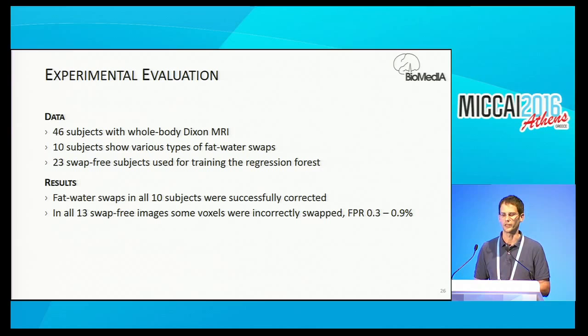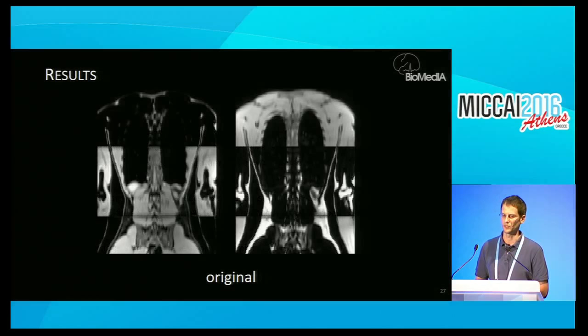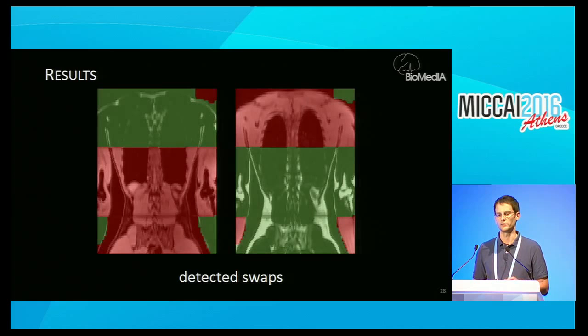Regarding runtimes, the first step of image synthesis for a whole body MRI takes roughly 10 minutes with the regression forests, and the additional multi-resolution graph cut to compute the labeling is done within a few seconds. Here are some visual results. In this image, we have an abdominal MRI where the top station was swapped, but also note that at the lower arms on the left and at the right, there were some swaps present in the images, and our method correctly detected those swaps, and then we could use this to correct the images.